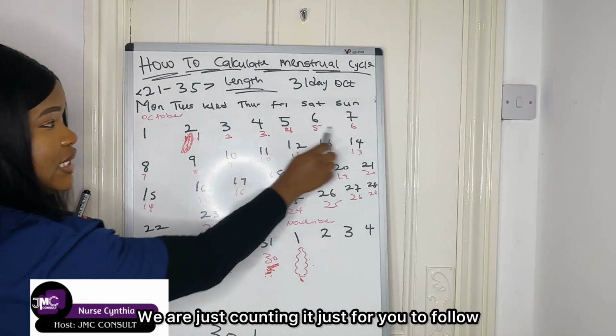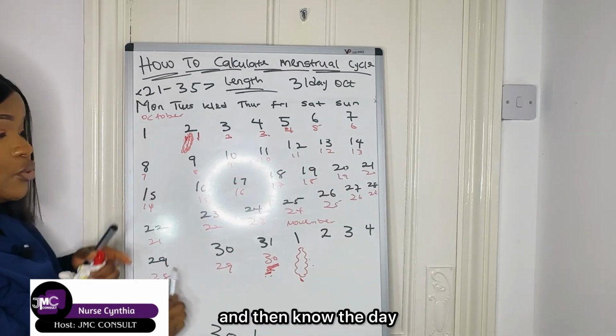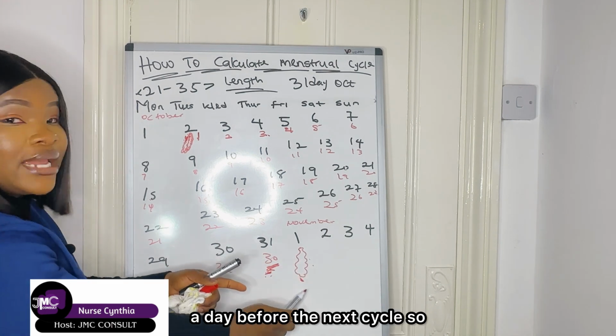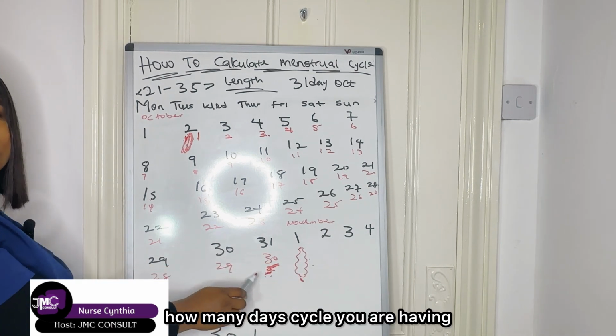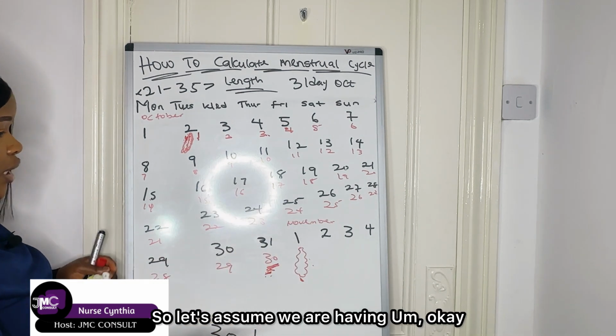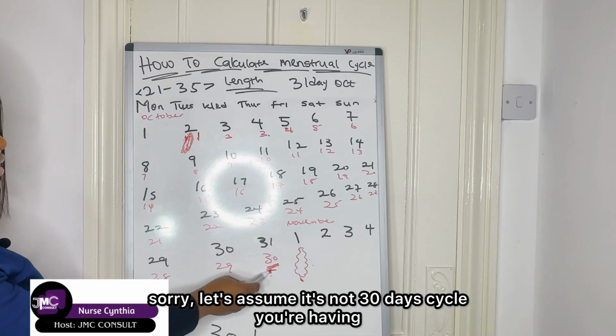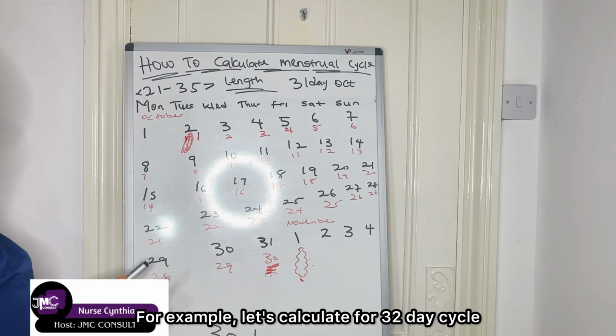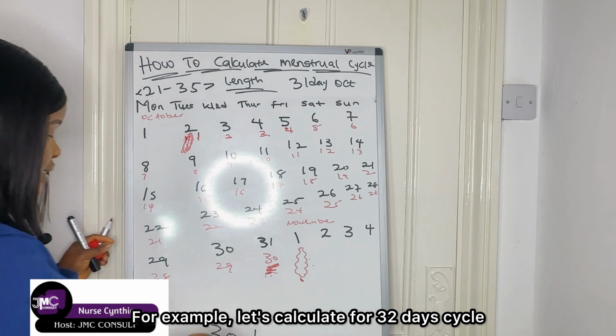We are just counting it for you to follow and know the day, a day before the next cycle, so that you will know how many days cycle you are having. So let's assume it's not a 30 days cycle you are having. Probably you are having a 32 days cycle. For example, let's calculate for a 32 days cycle.